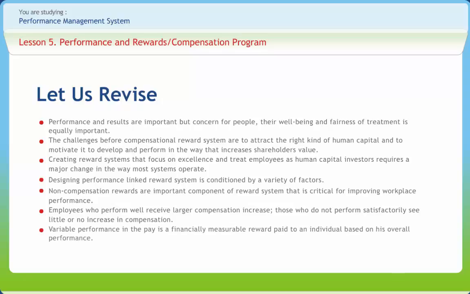Variable pay is a financially measurable reward paid to an individual based on his overall performance. This measure includes the cumulative performance of the individual, his strategic business unit, and that of the organization. A common method which has long been in existence is pay increase or bonus payment on the basis of performance rating. The merit incentive pay scheme provides another method of recognizing performance.